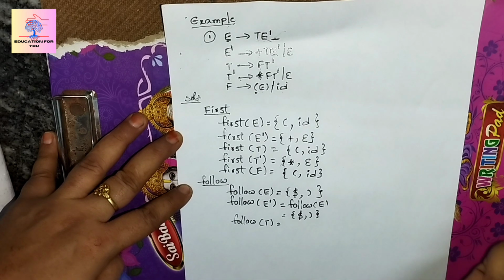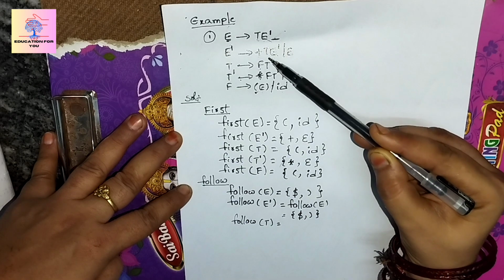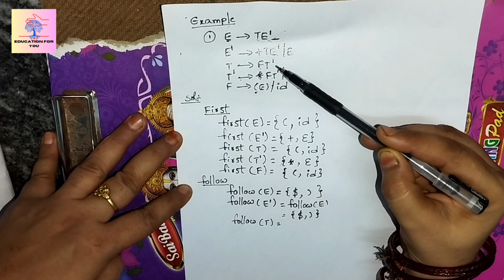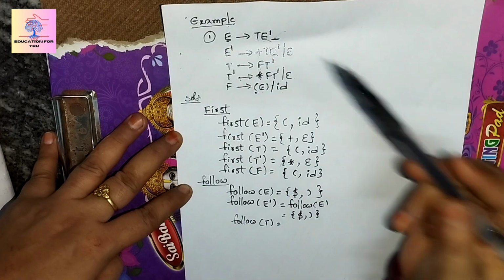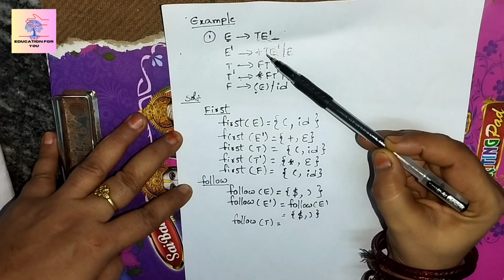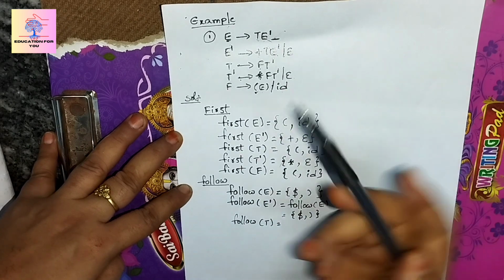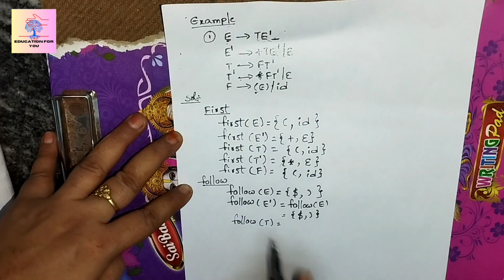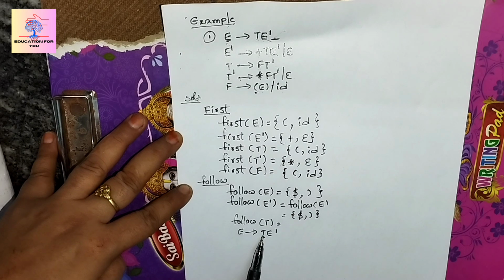Follow of T. Where is the T? Here T is there. Here also T is there. Here there is no T. Here also there is no T. Here also there is no T. So for these two productions, you have to calculate the follow of T. First, take this production. What is that production? E is producing T E dash. Here T is there, right? So E dash is following T here.